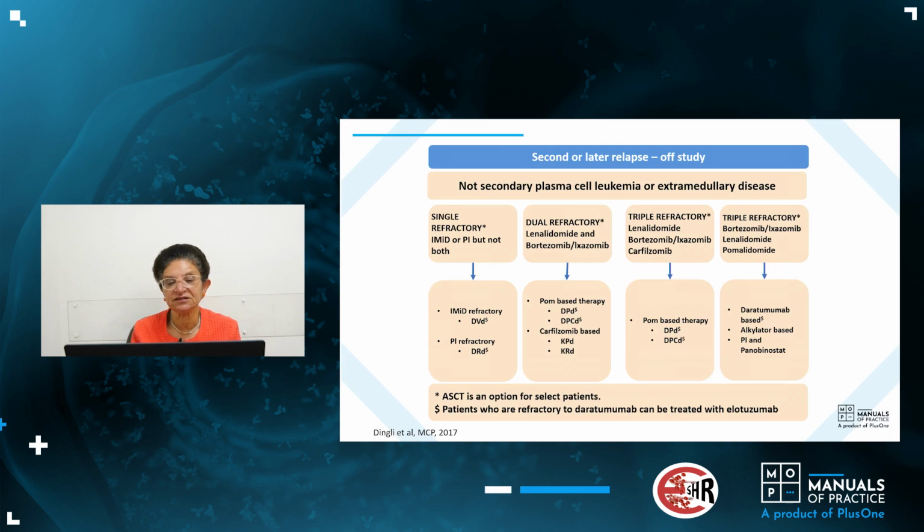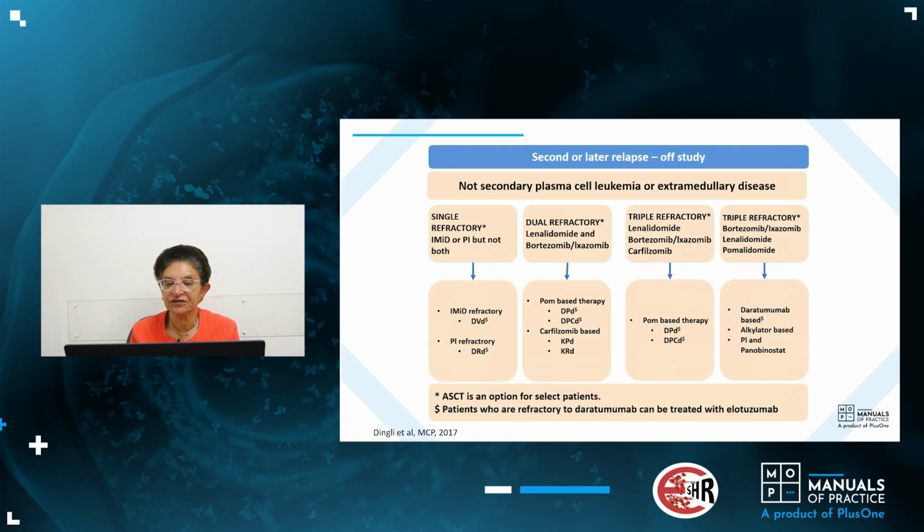If the patient is refractory to both lenalidomide and bortezomib or ixazomib, then you give pomalidomide together with DARA and dexamethasone. Or you give a carfilzomib-based approach, with pomalidomide together with Kyprolis or Revlimid together with Kyprolis in combination with dexamethasone. How about if the patient is triple refractory? So now he's refractory to lenalidomide, bortezomib or ixazomib, and/or carfilzomib. Then you give a pomalidomide-based therapy with DARA, pomalidomide, dexamethasone.